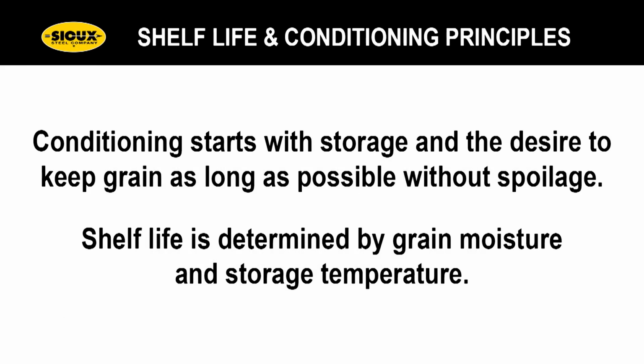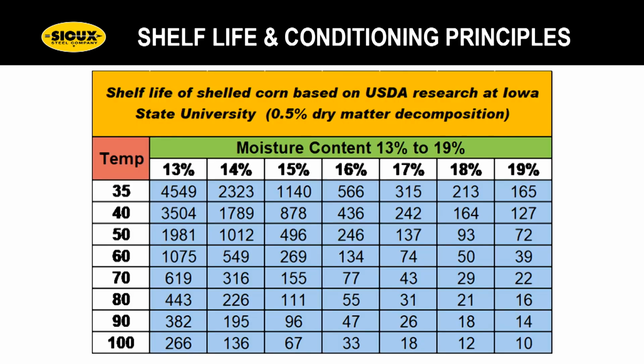Conditioning is all about increasing the shelf life of the grain and being able to store it longer and being able to sell it when you want to sell it. The principles are all about the moisture content and the temperature, because they are the two things that affect shelf life. As you increase in temperature, you lose shelf life.